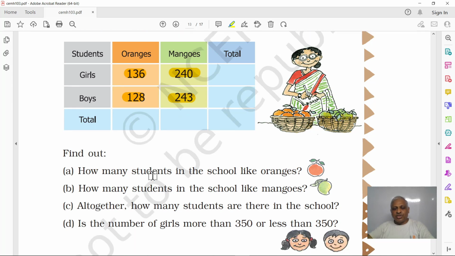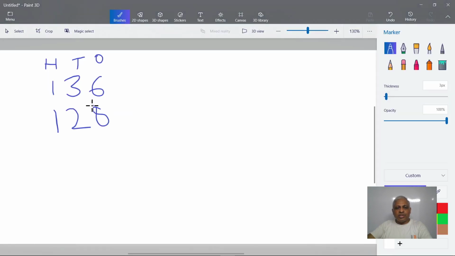Okay, let us answer some questions here. How many students in the school like oranges? So girls 136, boys 128. So 136 plus 128, it will be the answer, the total number of students who like oranges. 136 plus 128. So girls 136, boys 128. This is girls, boys.